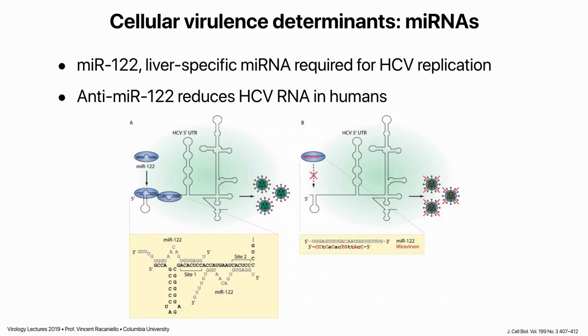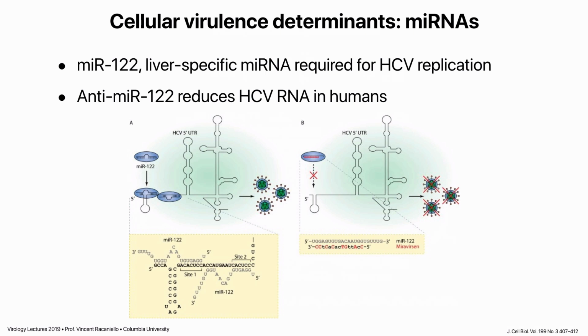Well, now we're moving on to cellular virulence determinants. And we talked about this before. This is a cellular microRNA. It's miR-122, which is a liver-specific microRNA that's involved in cholesterol metabolism, but it happens to be required for hepatitis C virus replication, which is a liver-specific virus. And there's miR-122 right there on the right. It's the sequence, very short.